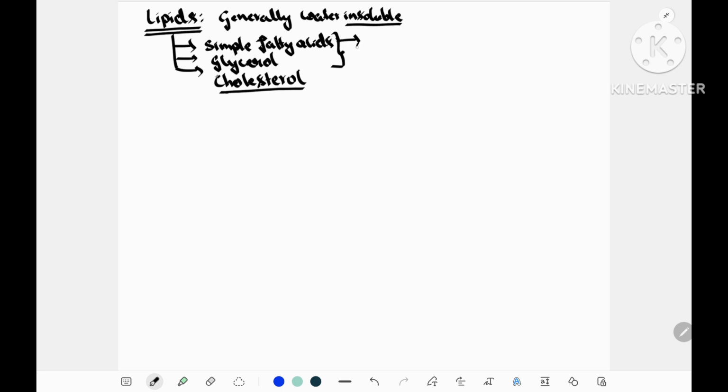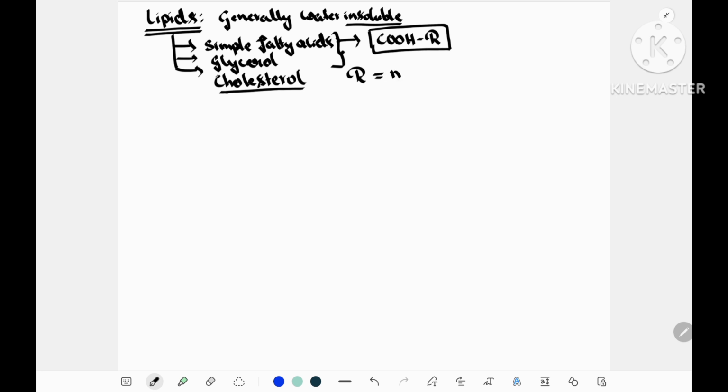First let us study the simple fatty acids. The fatty acids are represented by a general formula R-COOH, that is, carboxyl group attached with the R group. That explanation is given in your text. So that can be represented as carboxyl group attached with the R group. And here the R group is variable to form different kinds of fatty acids.